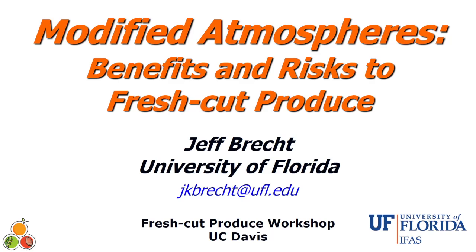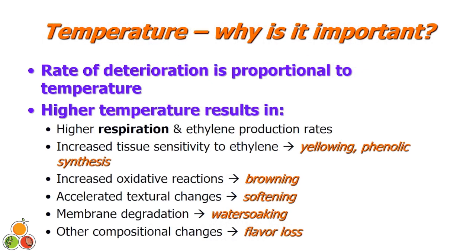So, modified atmospheres. The first 5 or so slides here, I'm going to just sort of give you background and introduction about why MAP. So you've already heard about temperature a lot already, and I'm starting with temperature again. The reason temperature is so important in fresh cut fruit and vegetable handling is because all of these deteriorative changes that we're talking about are at their most basic level chemical reactions. And chemical reactions respond to temperature. They occur faster at higher temperature, slower at lower temperatures.